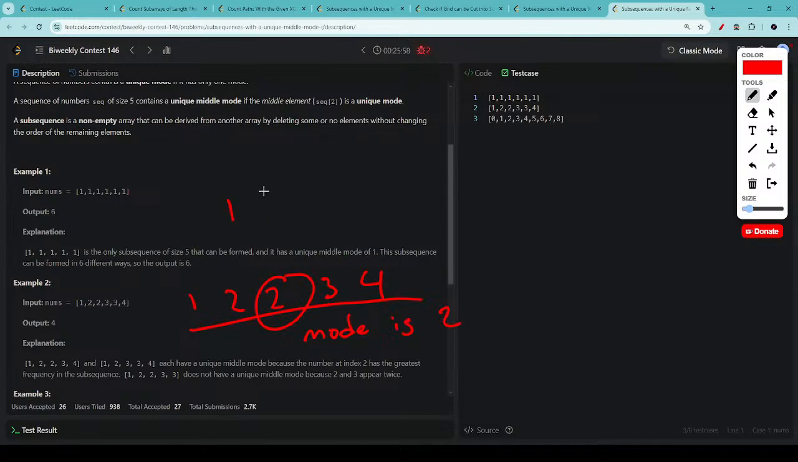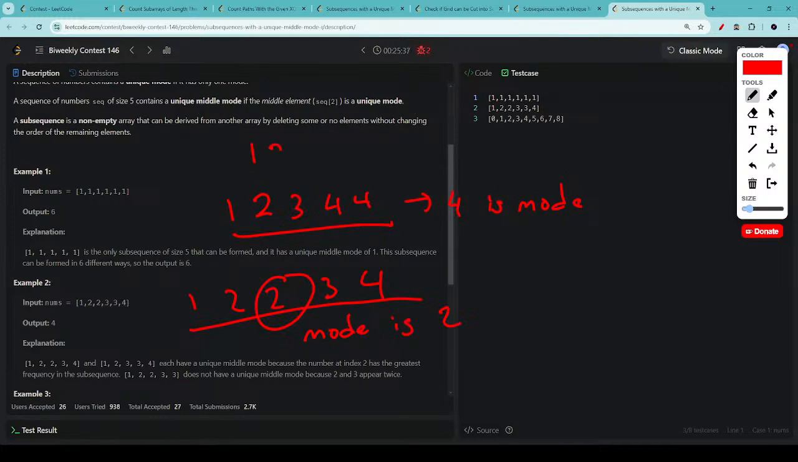Let's say it's 1, 2, 3, 4, 4. 4 is the mode because 4 appears twice. And it's a unique mode because it appears twice and nobody else appears twice. Mode is the number that appears the most number of times.